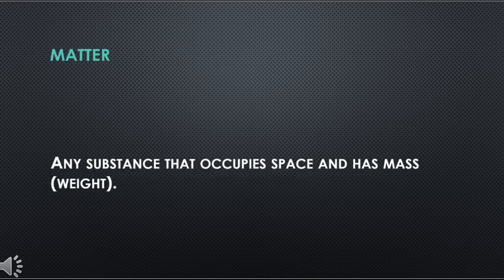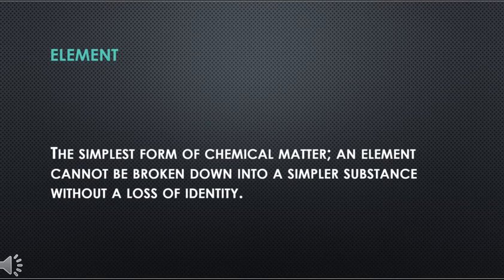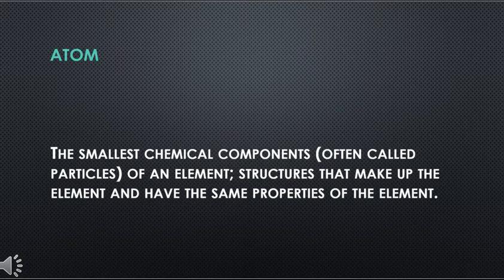Matter. Any substance that occupies space and has mass. Element. The simplest form of chemical matter, an element cannot be broken down into a simpler substance without a loss of identity. Atom. The smallest chemical components of an element, structures that make up the element and have the same properties of the element.